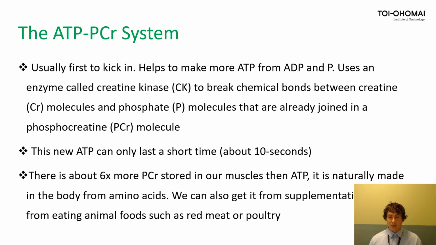So this new ATP is generated from splitting creatine phosphate, and you might have heard of creatine as being a really good supplement for helping prolong endurance over a short amount of time. So what it's doing is providing the body with more of these PCR molecules to help regenerate ATP from ADP really, really quickly. But this new process of generating ATP only lasts about 10 seconds. There are about six times more phosphocreatine molecules in our muscles than ATP. It is naturally made in the body from different amino acids, but you can also get it from supplementation and from eating animal foods such as red meat and poultry.